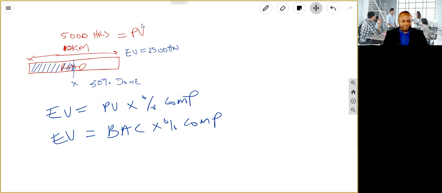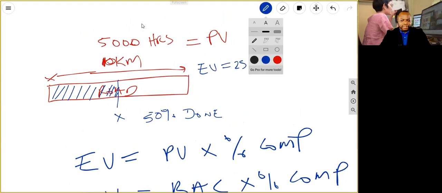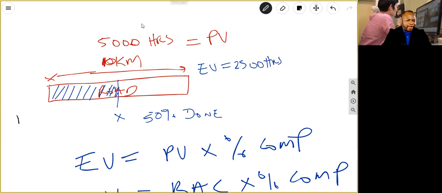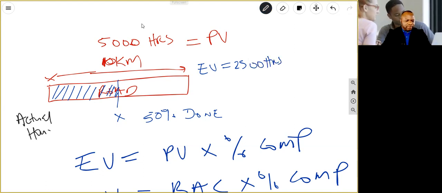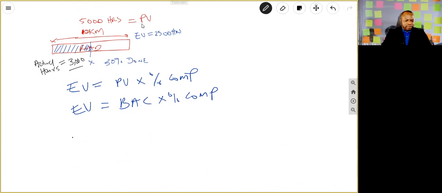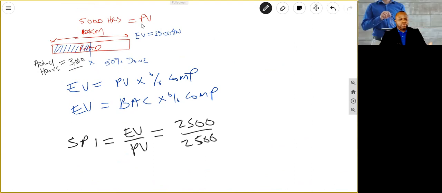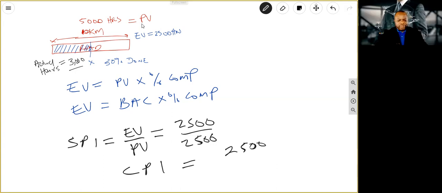The same thing for the variances. If someone ended up spending, let's say on this road, to get to half of this point here, let's assume the actual hours you spent were 3,000 hours. Well, you can put this into a formula and you could say the SPI equals EV over PV, and that is 2,500 over 2,500, because it's what was planned, right? But when it comes to the cost performance index, you have the earned value of 2,500 divided by the actual cost of 3,000. What does that give you?